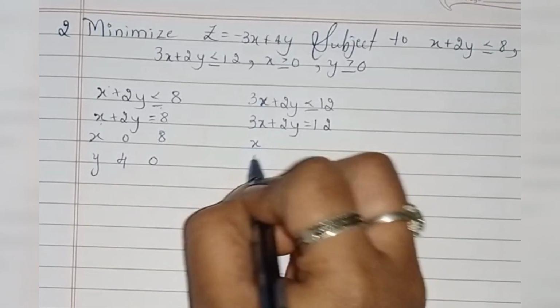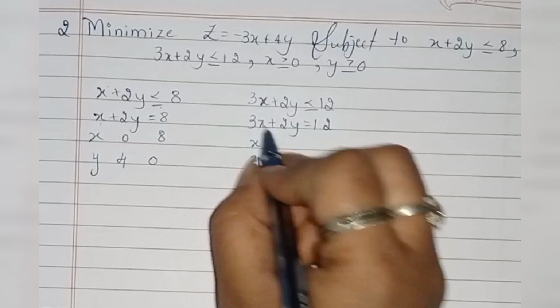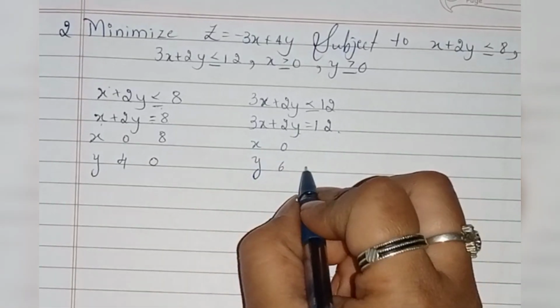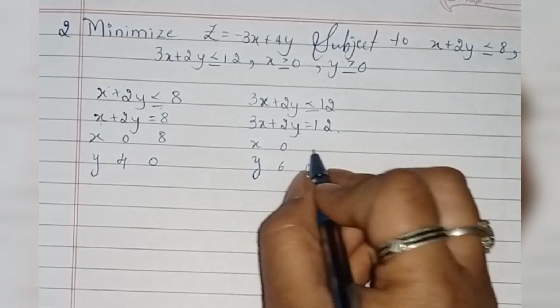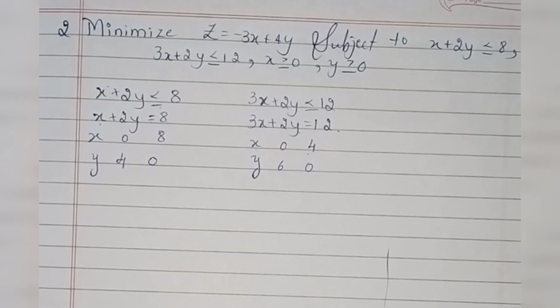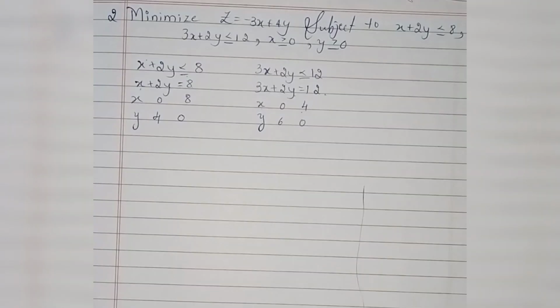Now here also we have to find 2 points. If we take x as 0, 2 6s are 12, so y will be 6. Now if we take y as 0, 3 4s are 12, so x will be 4. We have actually found 2 points. Now we have to draw a graph.